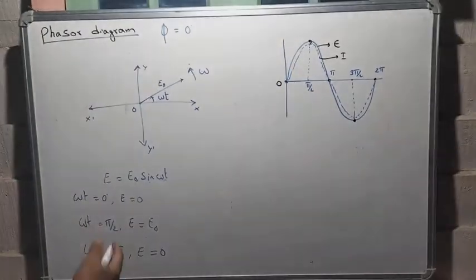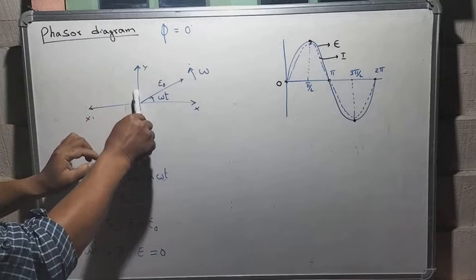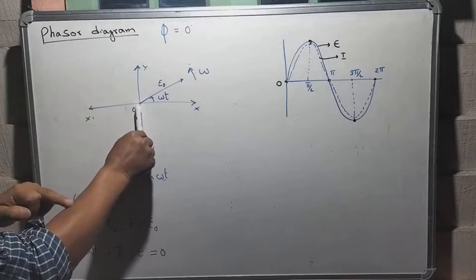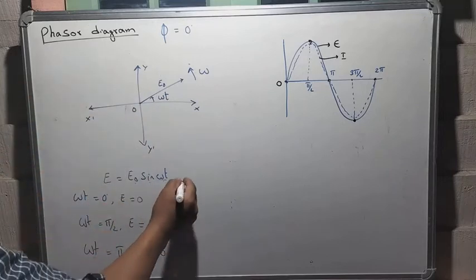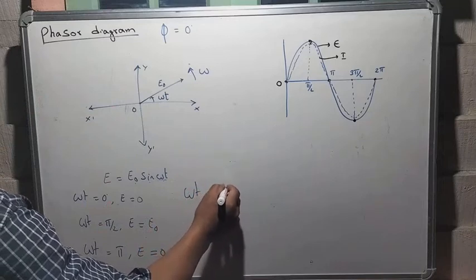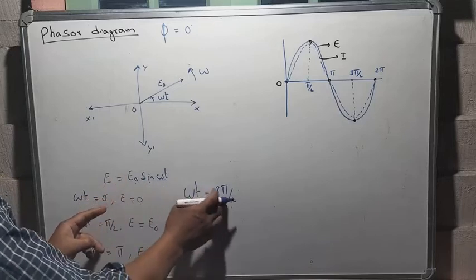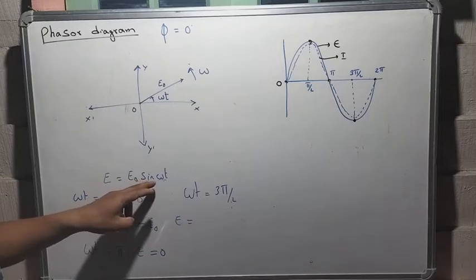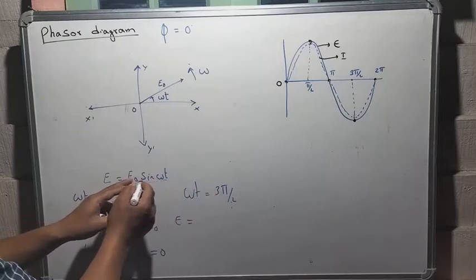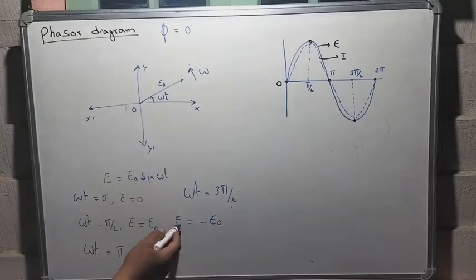Okay. Next, again, as this vector rotates, suppose now it is lying at this position. Then the angle from here to here will be 3 pi upon 2, or I can say 270 degrees. If you substitute omega t equal to 3 pi upon 2, then you'll get E equal to how much? Because sine 3 pi by 2 is minus 1, minus 1 times E naught will be minus E naught. So again, at this angle, the EMF is maximum, but in the negative direction.